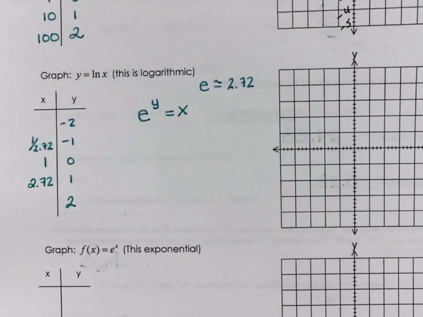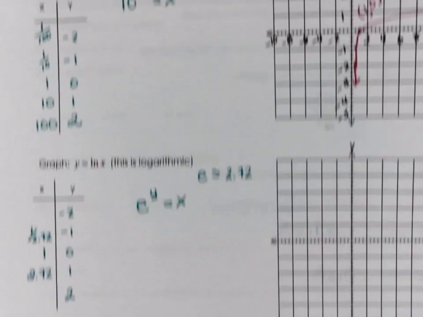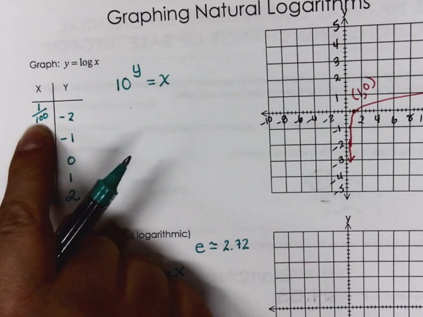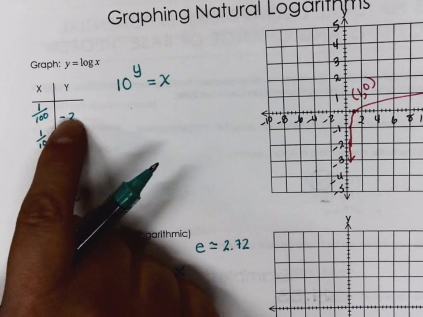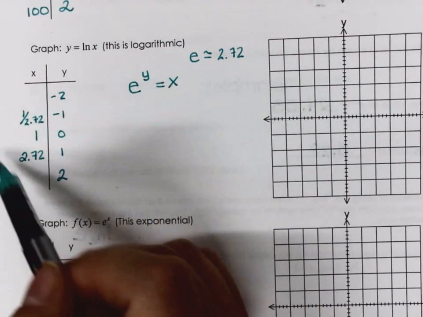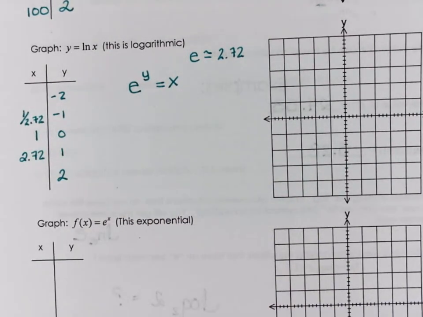Three. Do you guys know how to deal with 1/3? Then you know how to deal with 1 over 2.72. You know what 1/3 is approximately, so you know approximately what 1 over 2.72 is. Don't overthink this, and it doesn't have to be exact. Give yourself a break. This is what you need to know.